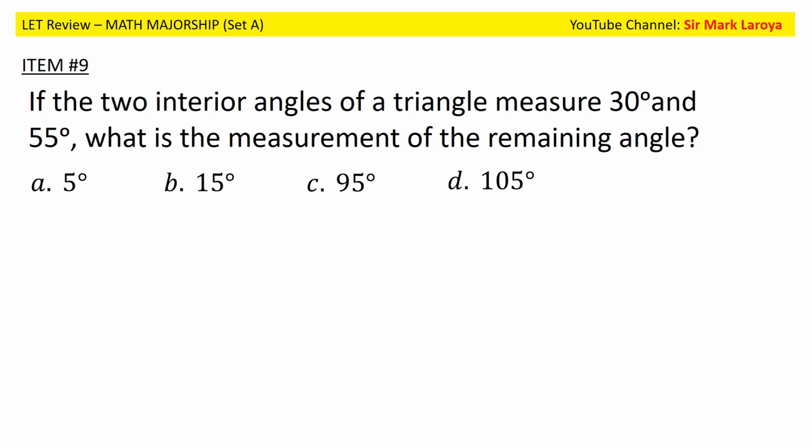Item number 9. If the two interior angles of a triangle measure 30 degrees and 55 degrees, what is the measurement of the remaining angle? A, 5 degrees, B, 15 degrees, C, 95 degrees, or D, 105 degrees?